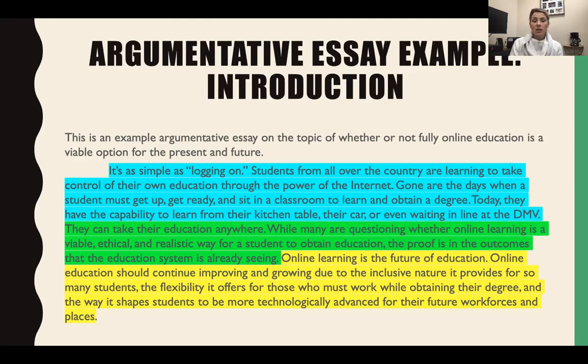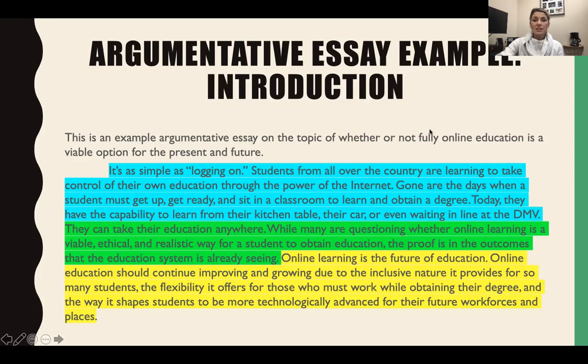While many are questioning whether online learning is a viable, ethical, and realistic way for a student to obtain education, the proof is in the outcomes that the education system is already seeing. Online learning is the future of education. Online education should continue improving and growing due to the inclusive nature it provides for so many students, the flexibility it offers for those who must work while obtaining their degree, and the way it shapes students to be more technologically advanced for their future workforces and places.